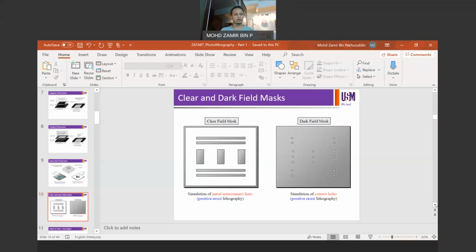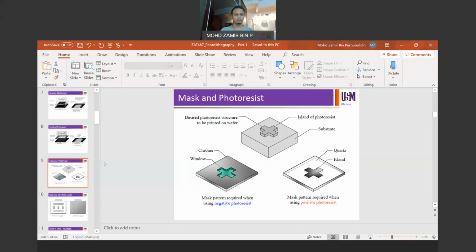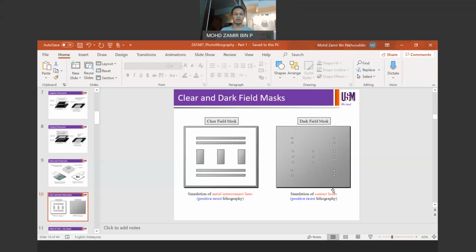So you can also look at these masks in 2D just like this. They can also be categorized as a clear field mask or dark field mask. A clear field mask is where the white regions here on the outer region are a transparent area which allows the light to go through. So that means if you have your mask like that, this outer region will allow the light to pass through for the reaction with the positive resist.